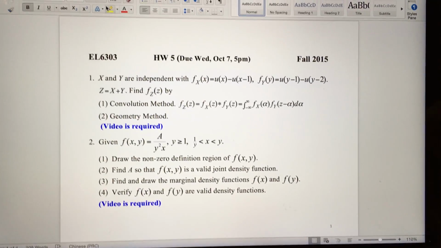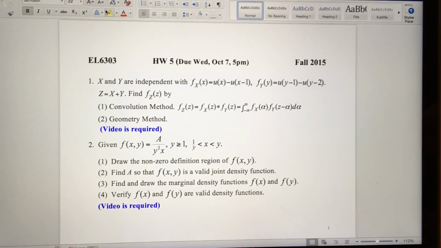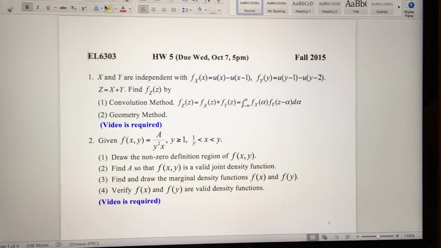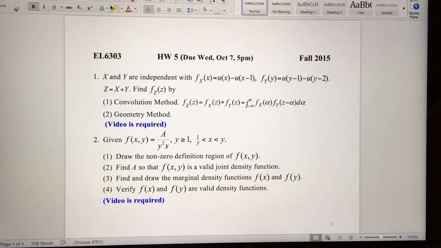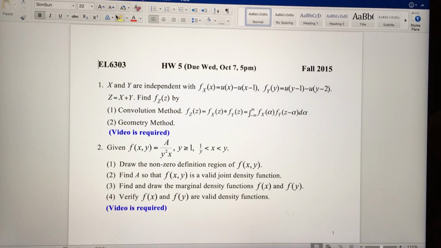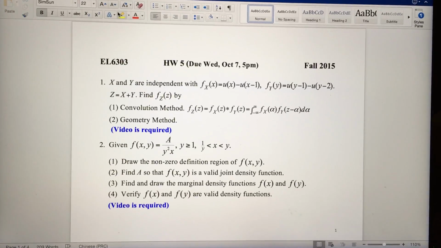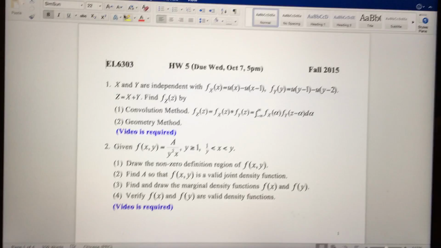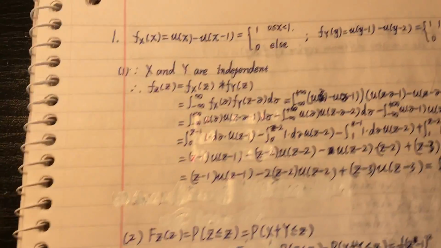Here's the solution to question 1 of homework 5. From the first question, we must find the density function of Z by two methods. Let's begin with the first method, which is the convolution method. Here's the solution.